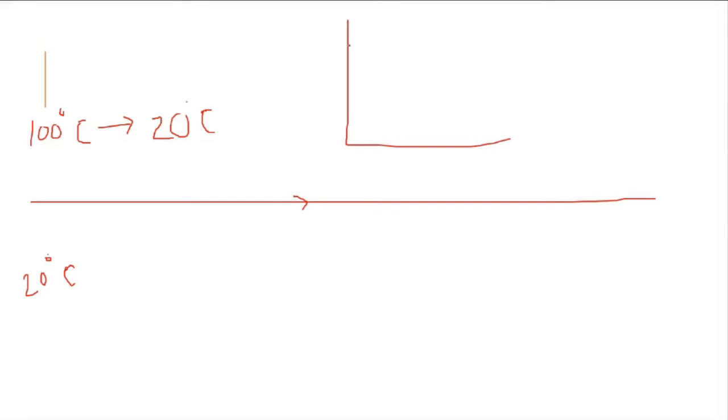See, 100 degrees Celsius is entering from this side and 20 degrees Celsius is entering from this side. So, can we achieve a case like this? It is going from 100 to 20 and this one is going from 20 to some other temperature. Say it is going from 20 to 80. Can we achieve a case like this?